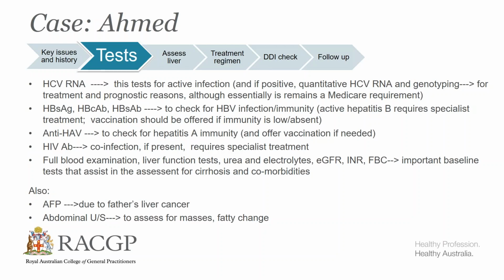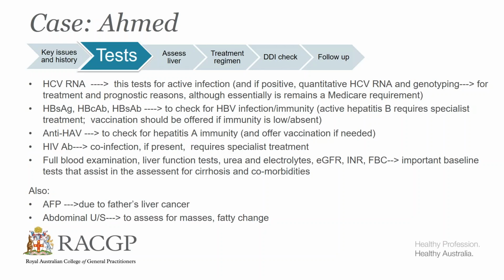Hepatitis A is really common in childhood in this age group, but if he comes back negative, just offer vaccination. Obviously, people don't carry hepatitis A. HIV, again, if co-infection is present, that becomes a lot more complicated. That requires specialist treatment and lots of work there.